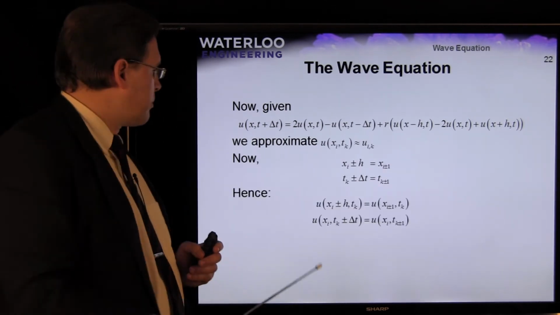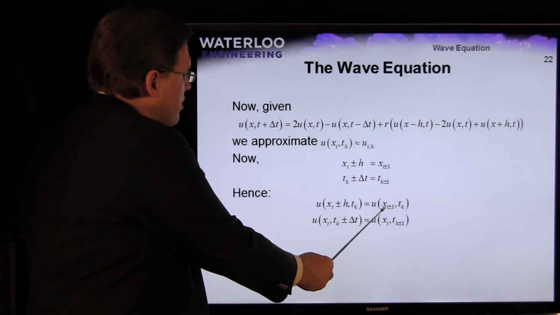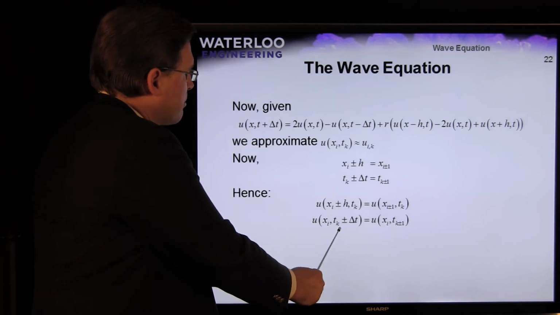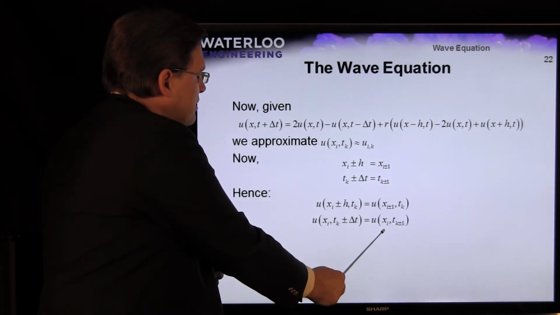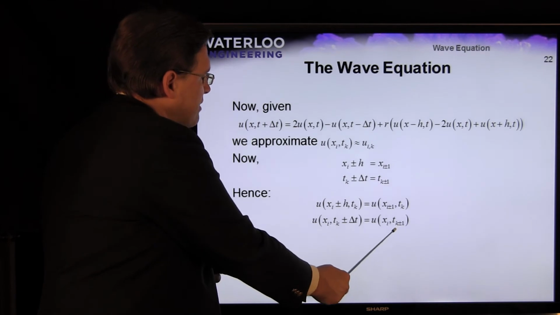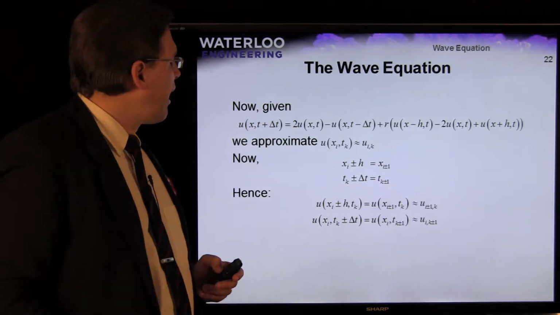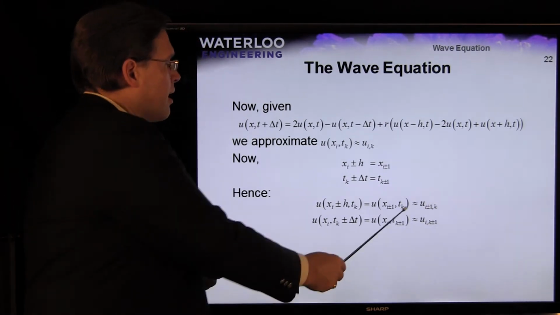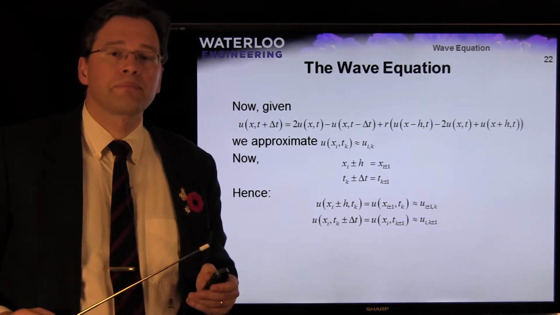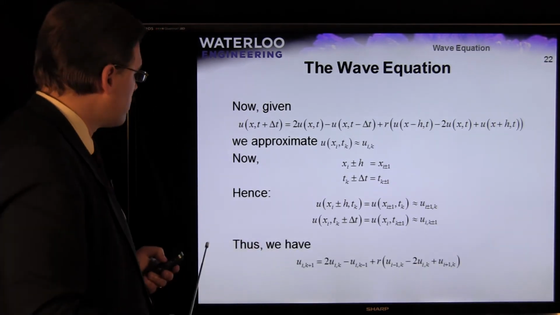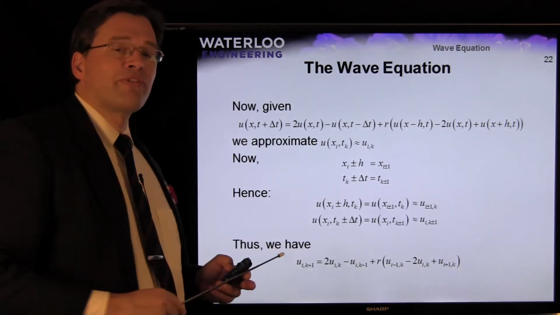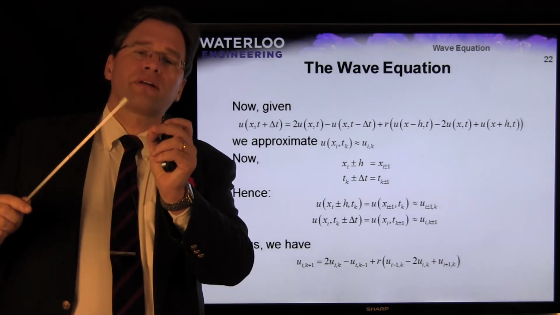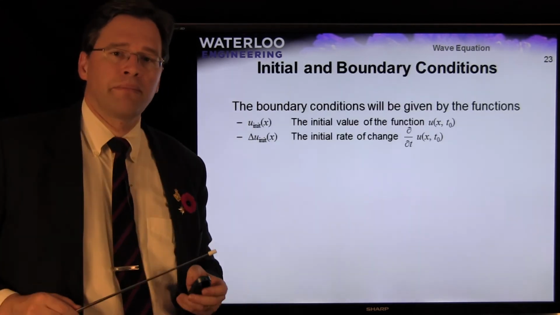Hence, we will be approximating this point with u at x plus or minus 1, t, and where we have t sub k plus or minus delta t, that is just going to be approximated by the point at t sub k plus or minus 1. These are approximated by the unknown values u sub i plus or minus 1, k, or u sub i, k plus or minus 1. Thus, we've simplified the solution to this equation, which refers to points within a grid. And so now we can associate a point with different values in that grid.